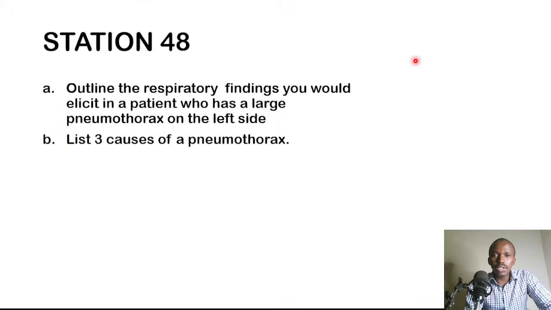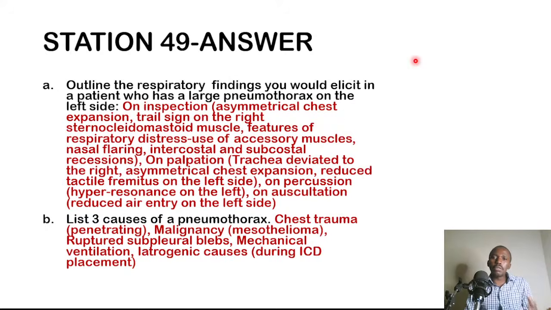Then outline the respiratory findings you would elicit in a patient who has a large pneumothorax on the left side. List 3 causes of a pneumothorax. So this, again, IPPA: inspection, palpation, percussion, auscultation. So on your inspection, asymmetrical chest expansion, very similar to your pleural effusion, but there is some difference. Trail sign this time on the right side, because this is happening on the left side, so it's pushing the contents to the right side. So trail sign on the right side.